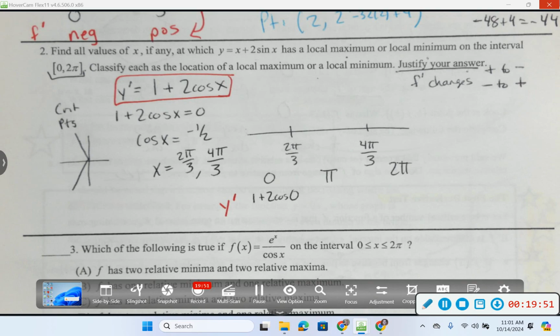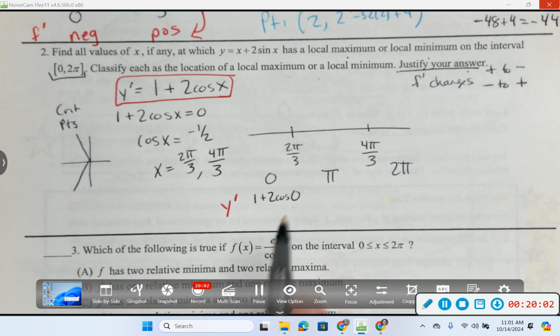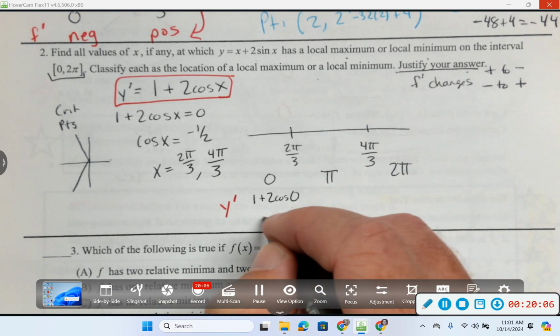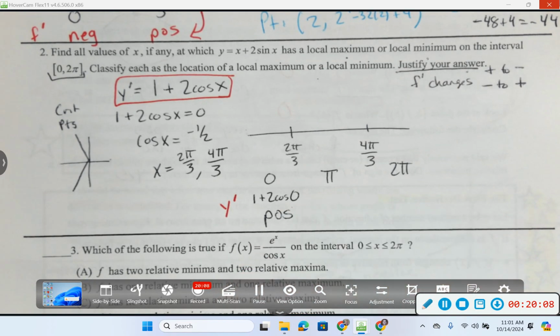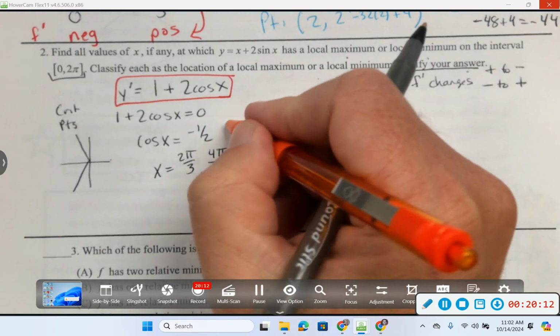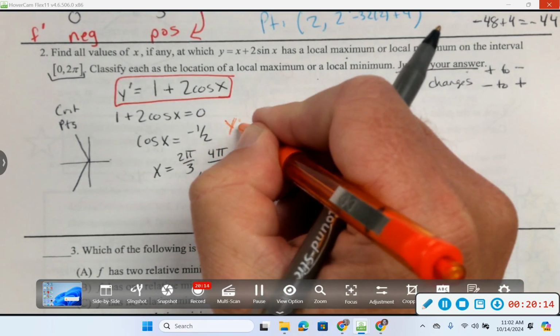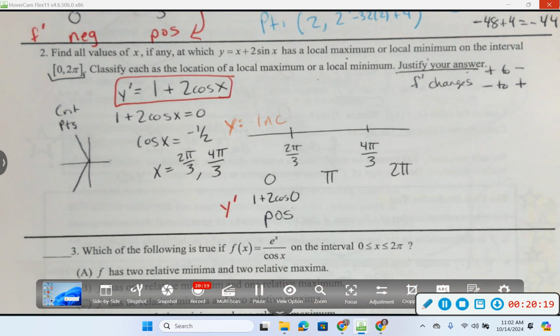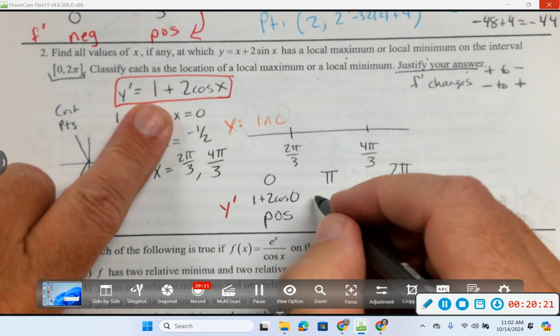Oh, out of popsicle sticks. Must have called on everybody. What's the cosine of 0? Cosine of 0 is 1. So 1 plus 2 is 3. All I really care about is positive. If y prime is positive, what does that tell me about y? It's increasing.